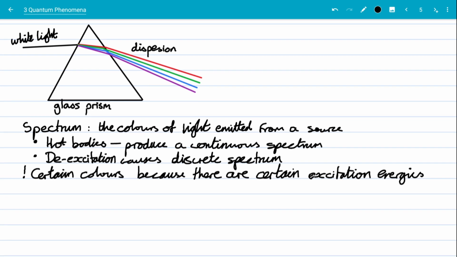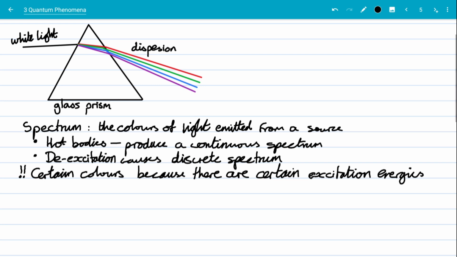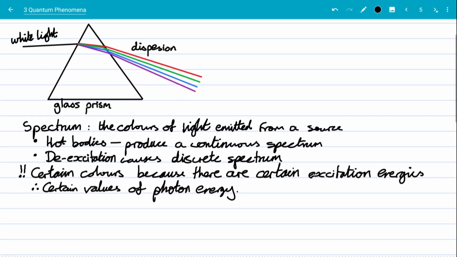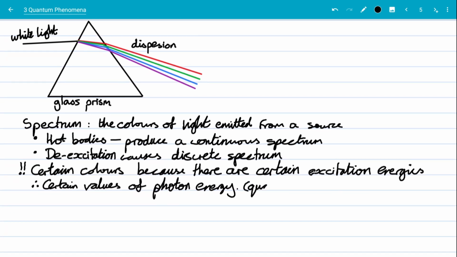Okay, that's quite important. That's what makes it a quantum phenomenon, the fact that there are certain values of photon energy. Therefore, certain values of photon energy. That's why it's a quantum phenomenon, because there are certain values.